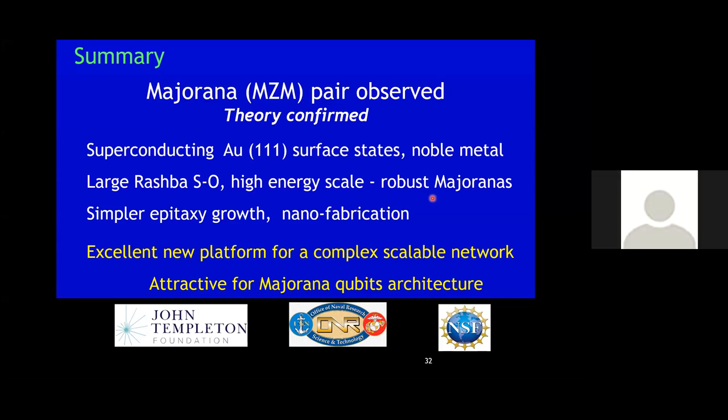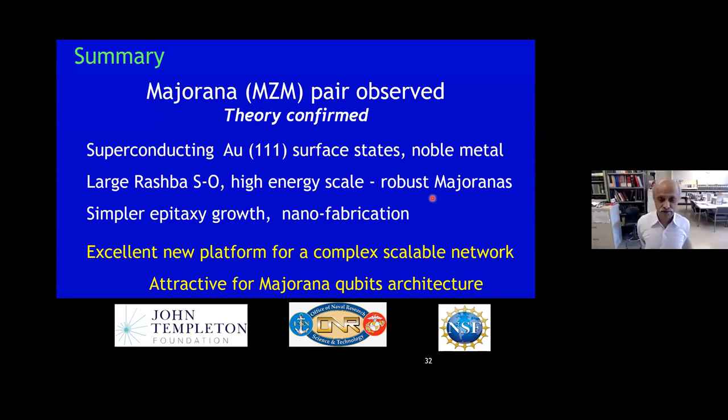I have a question. The question is, how important do you think is the 111 direction? Why 111? How about some other orientation? What is the role of this particular orientation for this scheme? Do you think this is relevant, or does it just happen to occur?